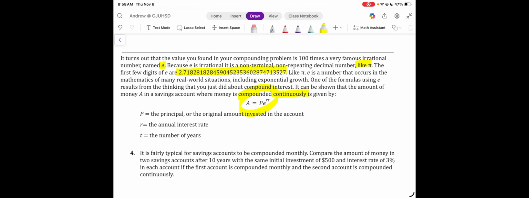So here's our formula for continuous growth. This would be how natural things grow. Like, for example, if you put bacteria into a petri dish, it would grow this way. At least for a little while, till it ran out of food. So again, P is the principal, R is the interest rate, T is the time in years.